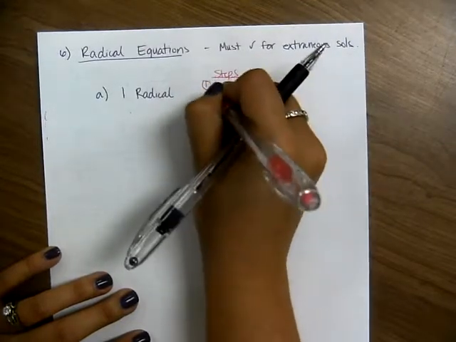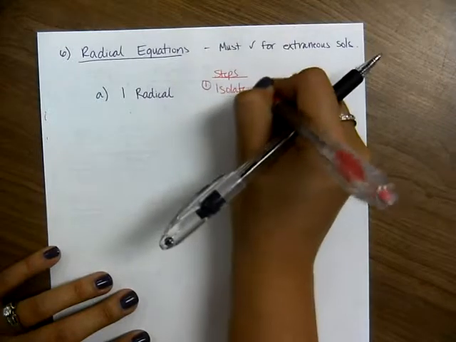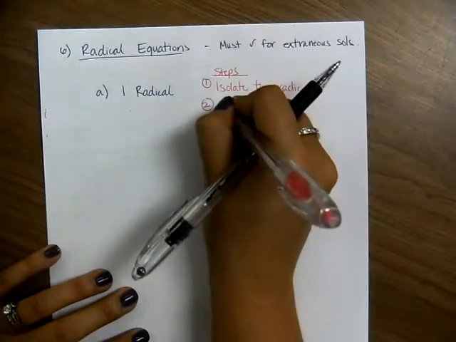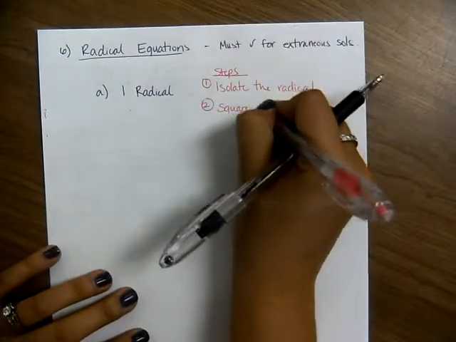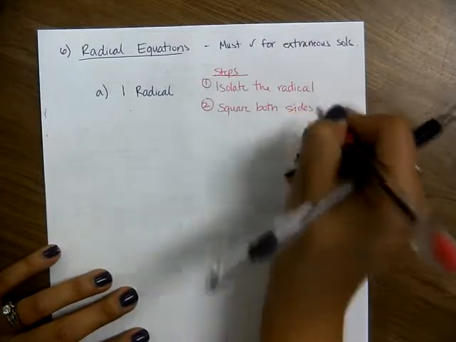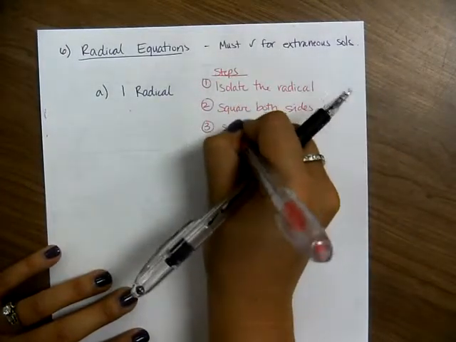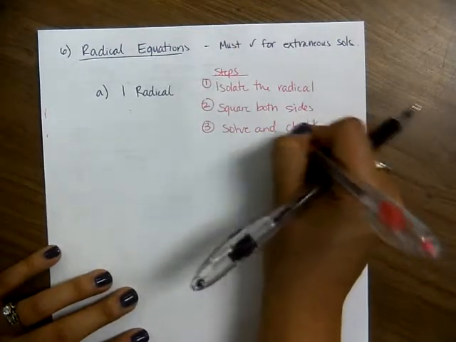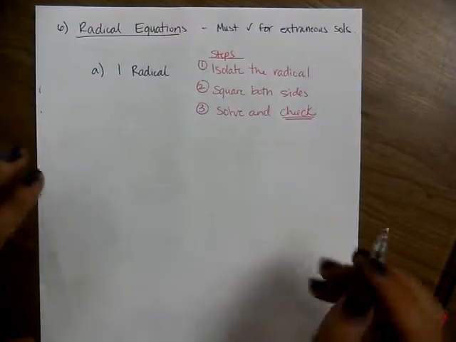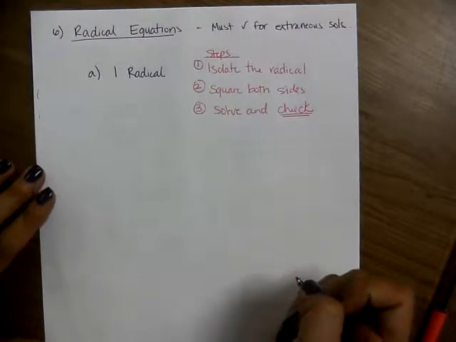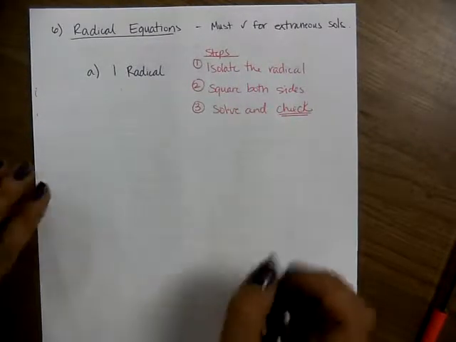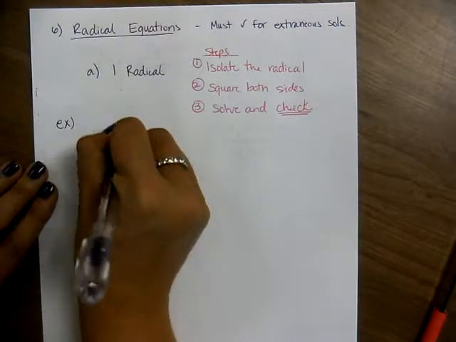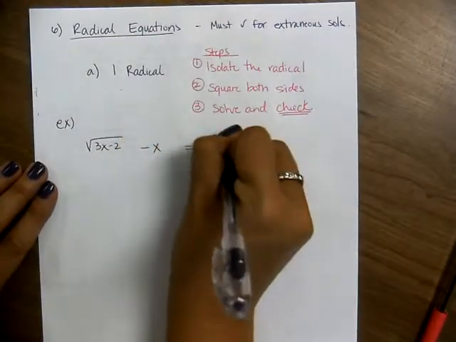1, isolate the radical. 2, square both sides. 3, solve and check. Okay, let's do one of these. So for example, let's say we had the square root of 3x minus 2 minus x equals negative 2.